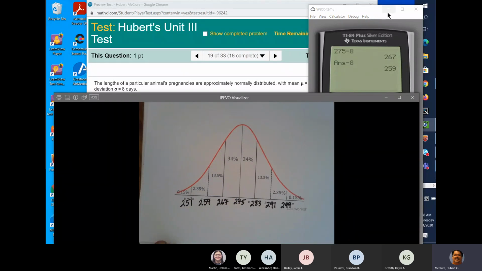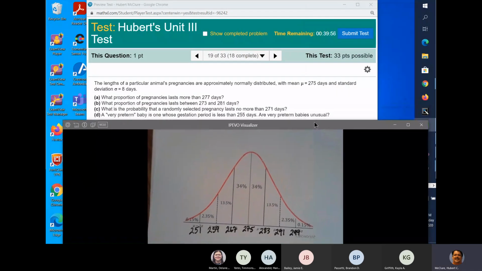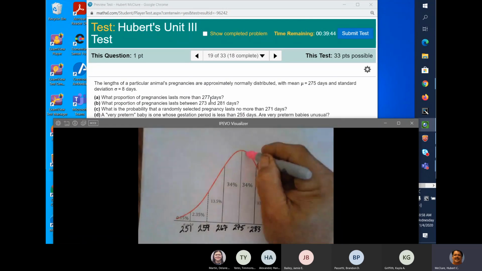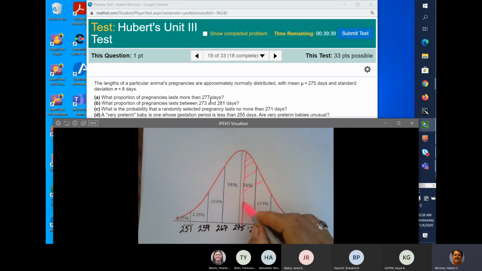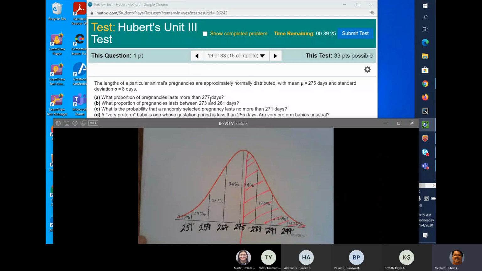Now, what is it asking? Well, I'll do the first one, and y'all can do the rest of them. What proportion of pregnancies last more than 277? So I'm going to plot 277, and more would be to the right of 277. And of course, if you have an older calculator, 277 minus 275 over 8. So I'm going to do that on the calculator right quick.